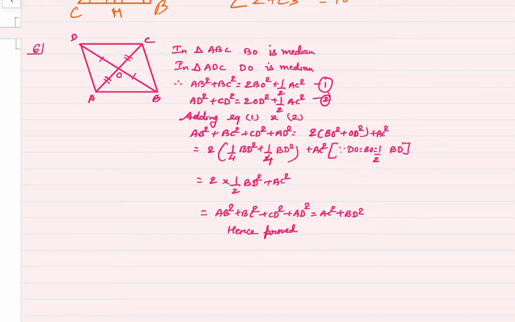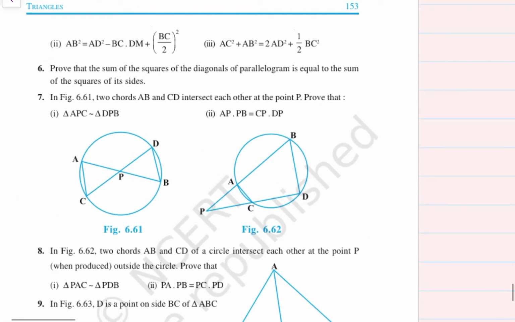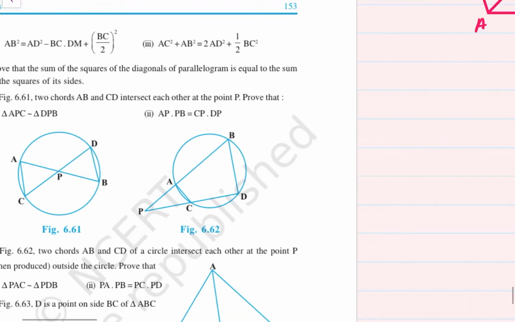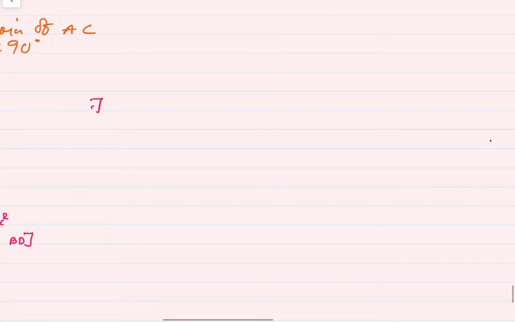In example 7, we have a figure which is given to us where chords AB and CD intersect each other at point P. We have to prove that triangle APC is similar to triangle DPB and AP into BP is equal to CP into DP. So let us prove it. Now we have number 7.